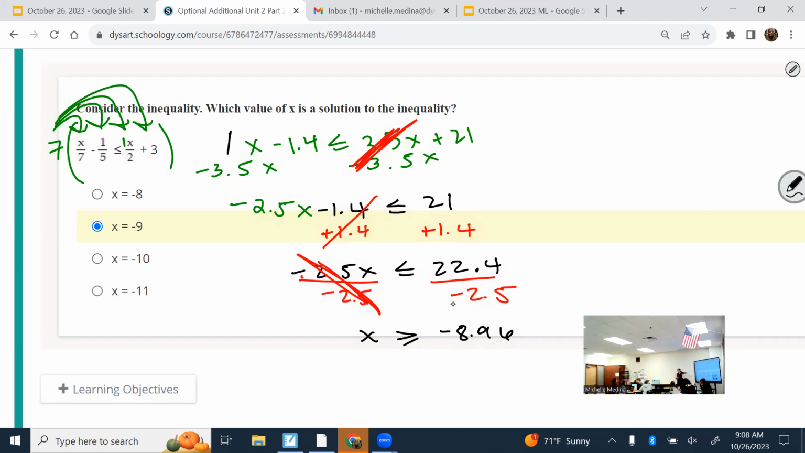I know negatives are a bit more difficult. Think of it like you owing someone money. Would you rather owe someone $8.96 or $11? Would you rather owe them $10 or $8.96? Would you rather owe them $9 or $8.96? And then would you rather owe them $8 or $8.96? So that's why I should use that one.